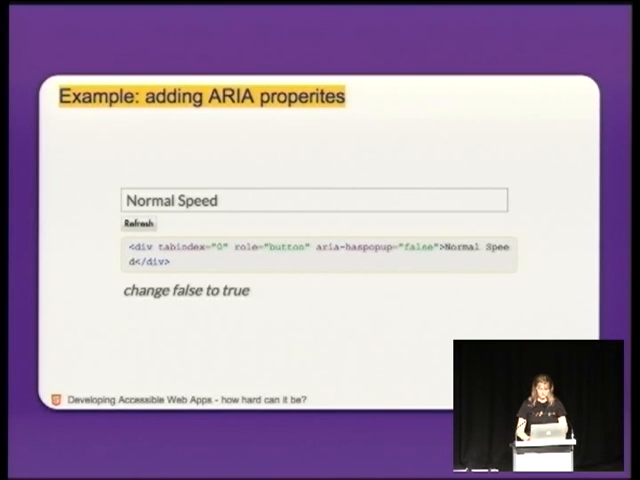Example, adding ARIA properties. Normal speed button. So this one had ARIA has pop-up false, so let's set it to true and see what happens.